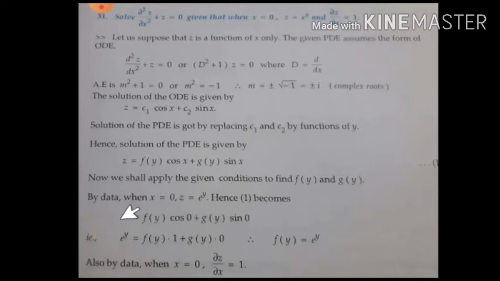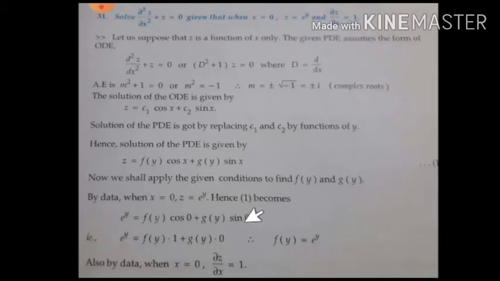Z is e to the power of y. In place of x, I have to take 0. So, cos 0 is 1. Sin 0 is 0. So, we get the answer f of y equal to e to the power of y.